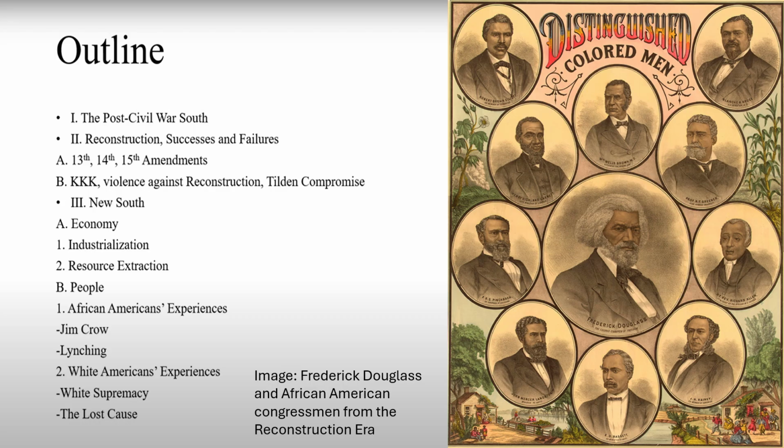And the image on this slide is of very important abolitionist and civil rights leader Frederick Douglass, along with several African American congressmen that were elected during the Reconstruction period. Unfortunately, these men were voted out of office after Reconstruction came to an end.